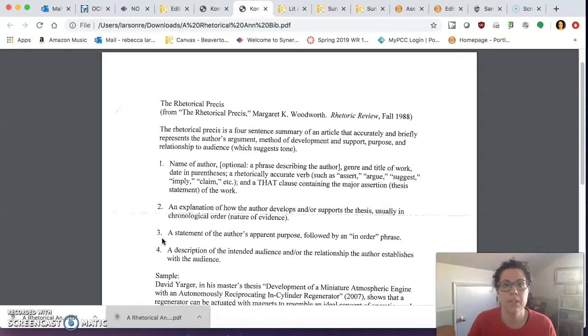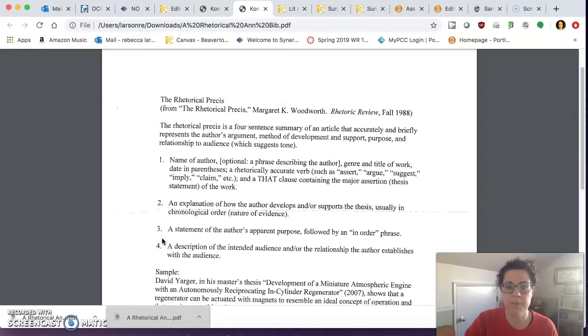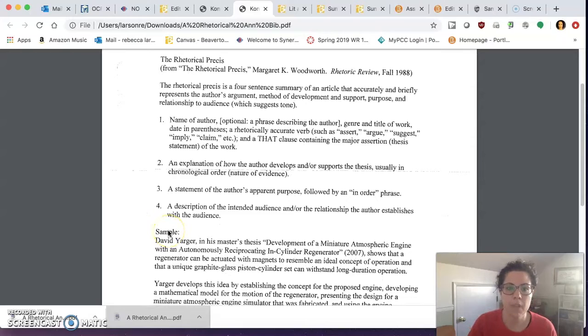What is their purpose? Or you can look at something like a trade book, which they're writing for a wider audience. However, it's probably going to be an educated audience, and also probably a mixed audience of different backgrounds. So you want to think about who is their audience and why are they writing this. And then the fourth sentence is the description of that audience.